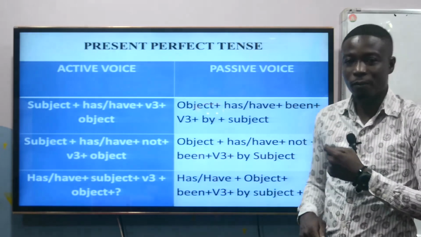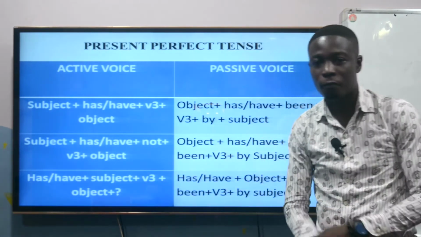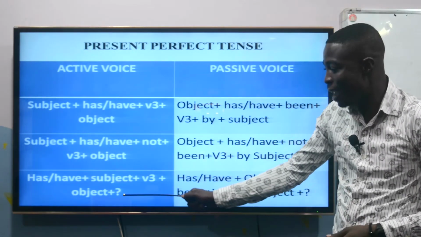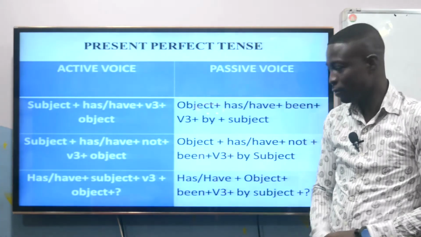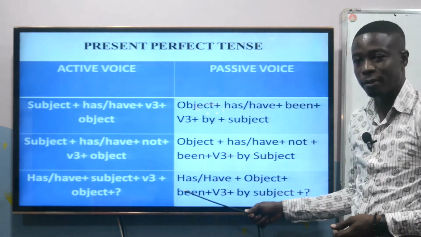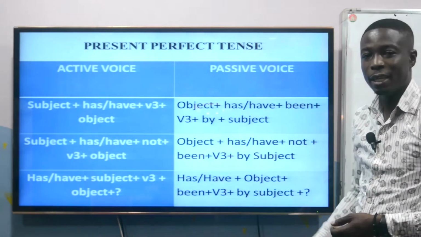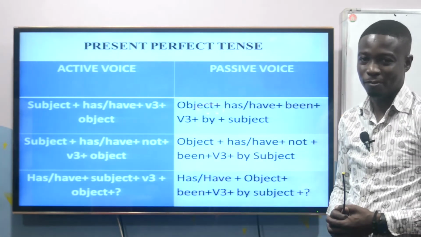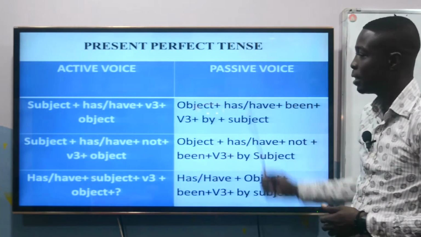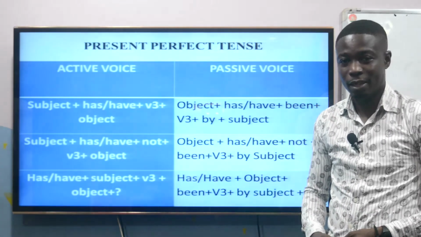All right. So what if the statement is an interrogative statement in the present perfect tense? You have has or have beginning the statement plus subject plus V3 plus object, and then your question mark. Changing the interrogative statement of active voice to the passive voice, we have has or have plus object plus been plus V3 plus by plus subject. So this is how we change present perfect tense from active voice to the passive voice: positive statement, negative statement, and interrogative statement. Let's take some examples.